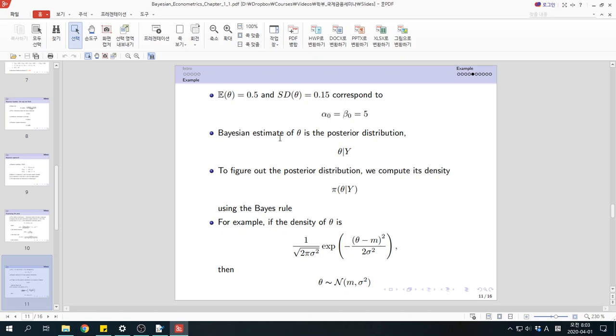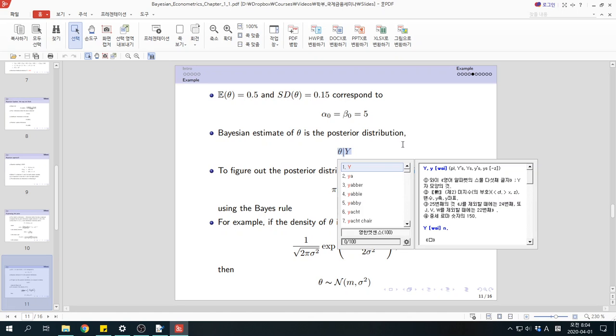Then our goal is to estimate theta, and theta is a random variable. So what does it mean to estimate a random variable? It means that we estimate its distribution. What does it mean to estimate this distribution? It means that we would like to estimate the probabilities of all possible outcomes; in other words, we would like to estimate its histogram or density function, to figure out what kind of distribution it is. Okay, so this is our goal.